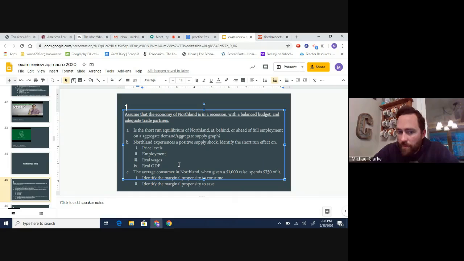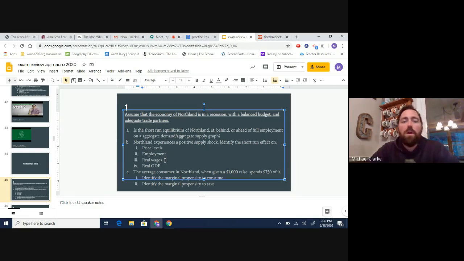Employment, they might throw that in there. You got to know the difference between employment and unemployment. Unemployment is people out of work. Employment is people working. So employment is going to increase because real GDP is going to increase. I skipped ahead to part number 4 there. Real GDP is going up, rightward shift in supply. More people working, employment increases.